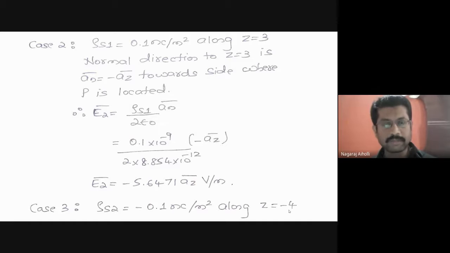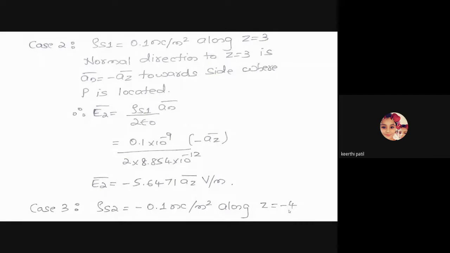Then case 3, we stopped at case 3. I hope everybody has solved it. What is the answer that you are getting for case 3? Rho S2, how much are you getting, students? I had given it for homework. Is it the same as E2 or different from E2? Same, sir. Same as E2.